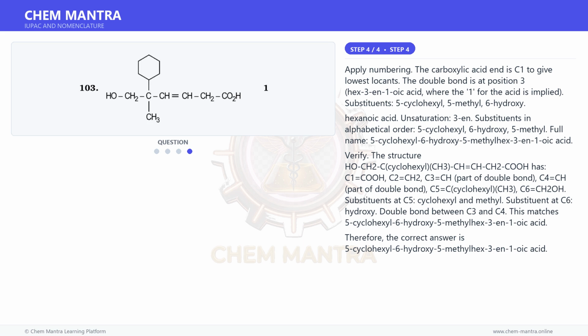COOH, C2 is CH2, C3 is CH, part of the double bond, C4 is CH, part of the double bond, C5 is C with cyclohexyl and CH3, C6 is CH2OH. Substituents at C5, cyclohexyl and methyl. Substituent at C6, hydroxy. Double bond between C3 and C4.